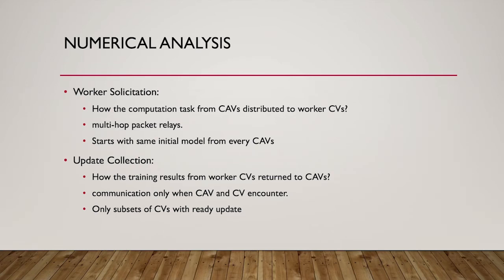Next is the update collection. In update collection, we are interested in the analysis of how the training results from worker CVs are returned back to the CAVs. And since the update collection includes the updates, which are the most essential part of the overall system, we allow communication only when the CAVs and CVs encounter each other. The interesting characteristic that is different from the worker solicitation is that only a subset of CVs have the updates ready when the updates are being sent back to the CAVs.